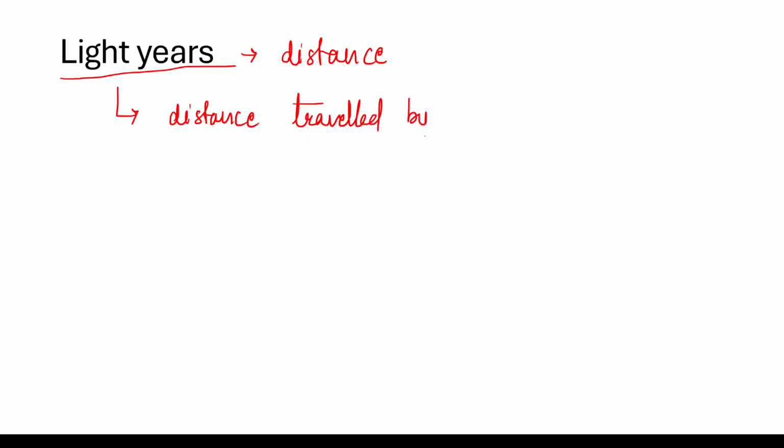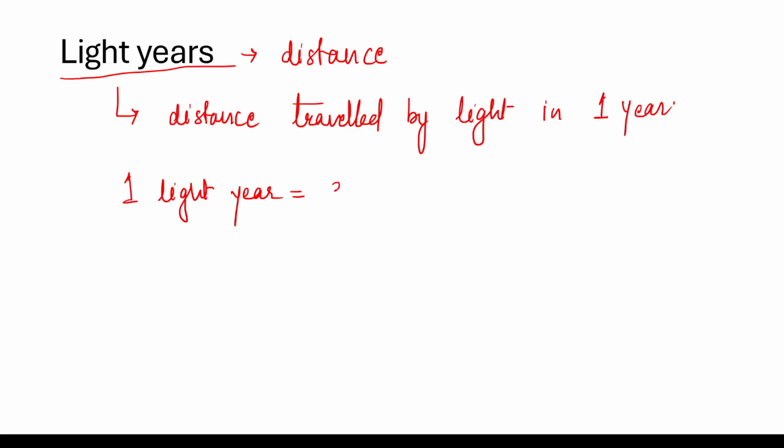So it's the distance traveled by light in 1 year. And we can always calculate that, but it's not given, you have to calculate it. So 1 light year is then the speed of light. What's the speed of light? That's given in your equation sheet, 3 times 10 to the power 8, times 1 year, which is how many days? 365.